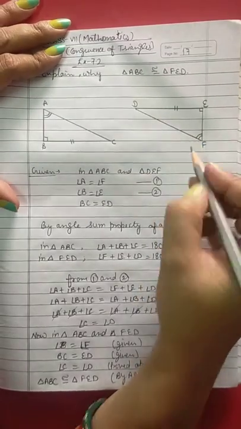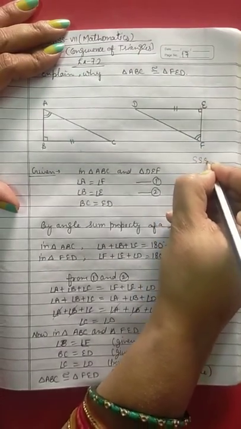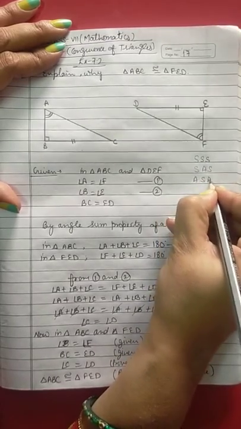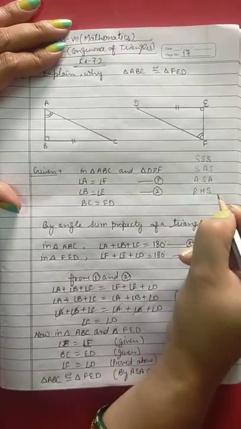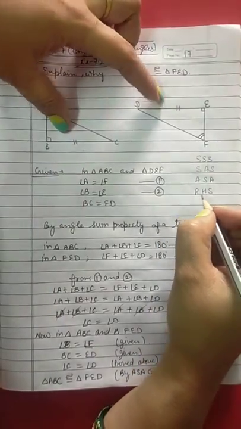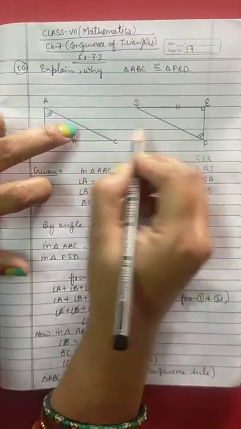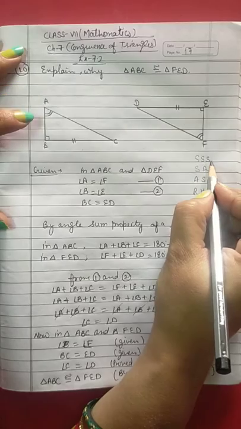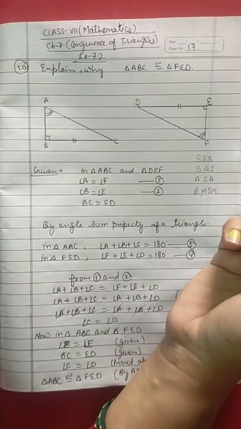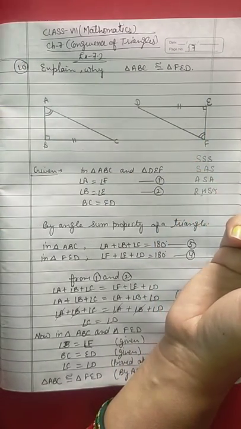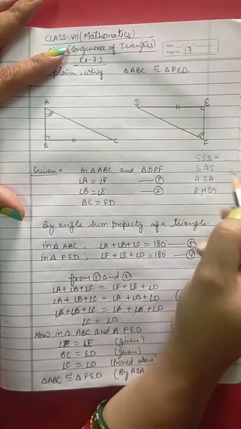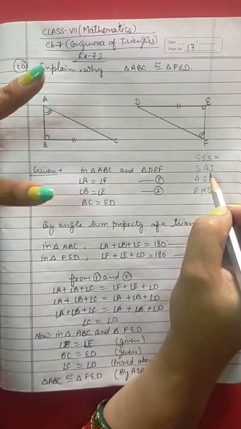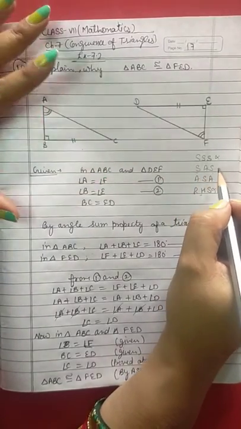Then which criteria do we have? We have the SSS criterion, or side angle side, or angle side angle, or RHS. According to these two diagrams, the hypotenuse is not equal in both triangles, so we can't take RHS. Another one is side side side. Again we don't know whether this side is equal or not, so we can't take this also. What about SAS? According to this, we need two equal sides, but we only have one, so again we can't take it.